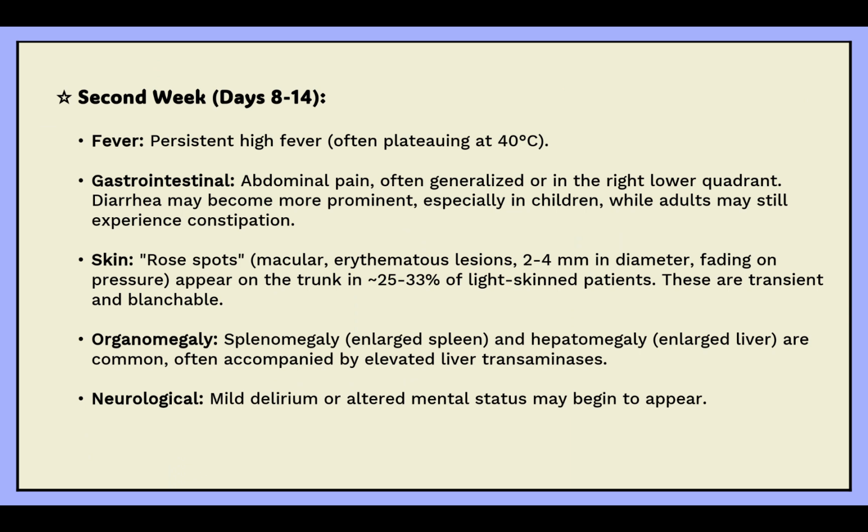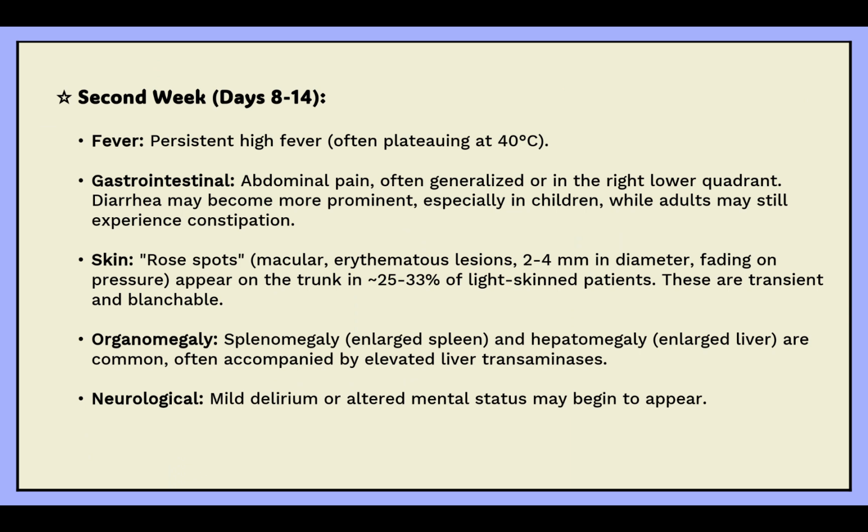As we transition into the second week, days 8 to 14, the disease typically intensifies. The fever becomes persistently high, often plateauing at 40 degrees Celsius. Gastrointestinal symptoms evolve. Abdominal pain becomes more pronounced, often described as generalized or located in the right lower quadrant. Diarrhea may become more prominent, especially in children, though adults might still struggle with constipation.